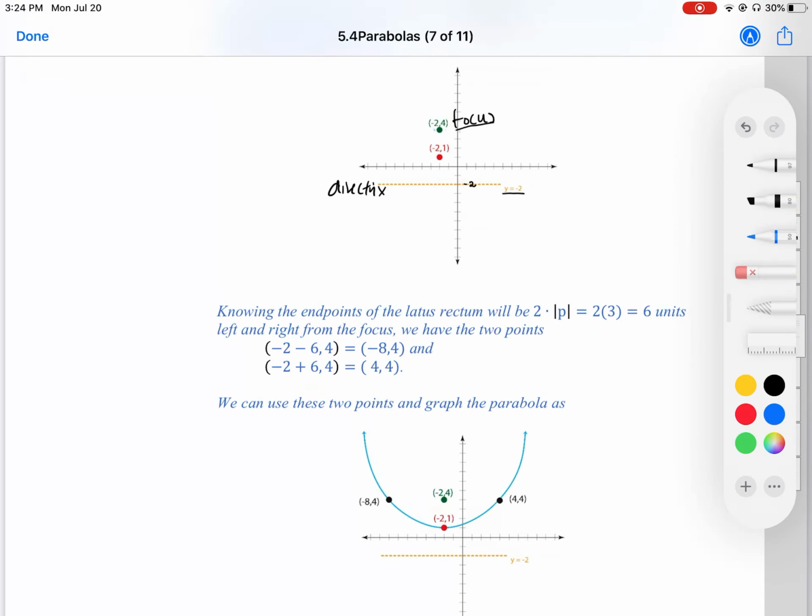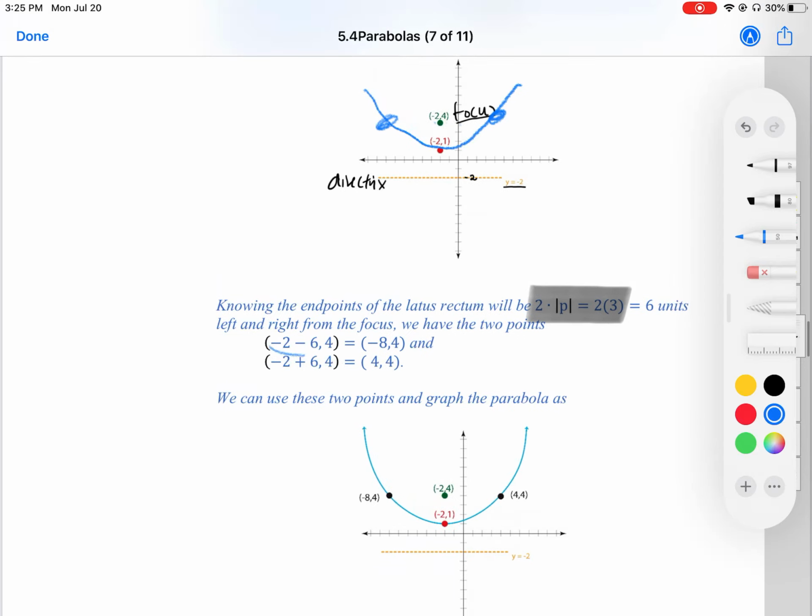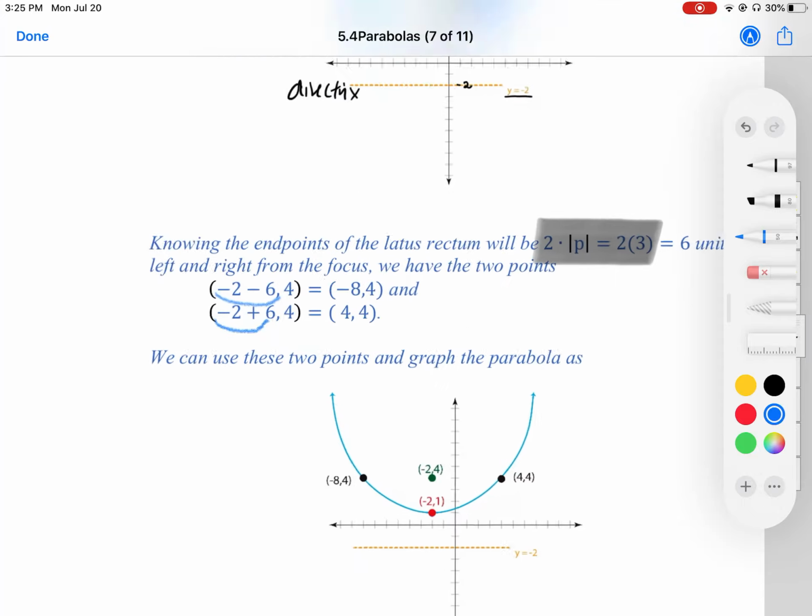All right, our formula is 2p. Our p was 3, so 2 times 3 is 6. I'm going to move 6 units along my focus to figure out how far out my parabola opens, right? So I know I need to find these points. I'm going to move 6 points left and right, so we add that along our x. So x minus 6 and x plus 6, or you can just count using your grid, will give us the points (-4, -8), and (4, 4).